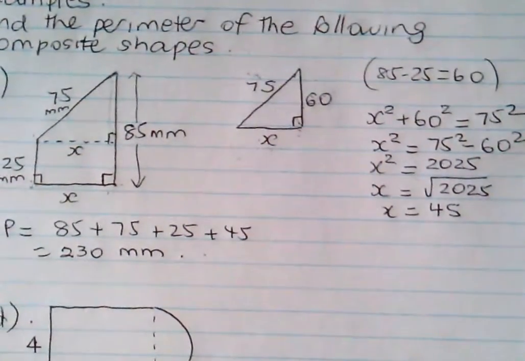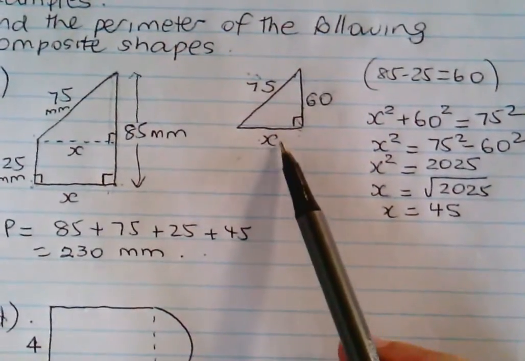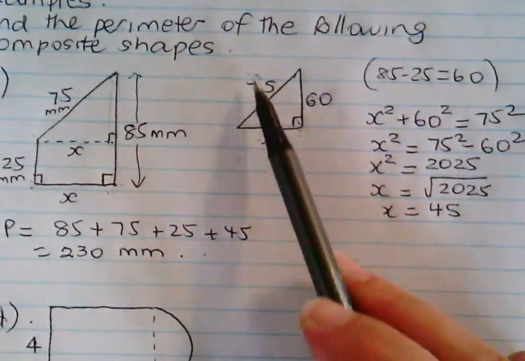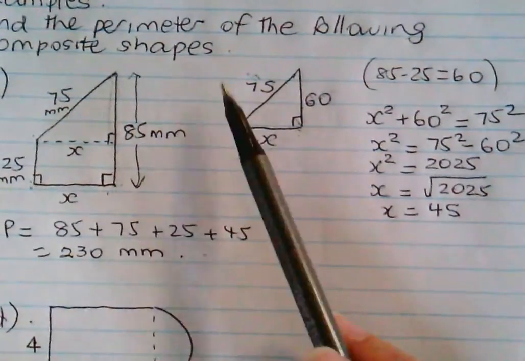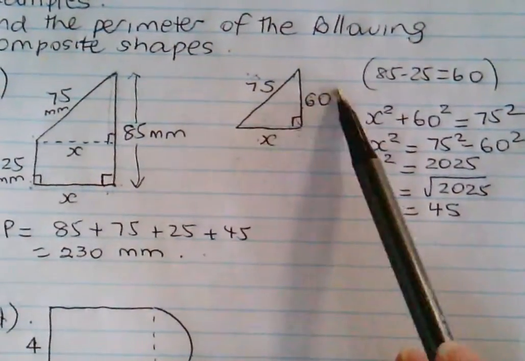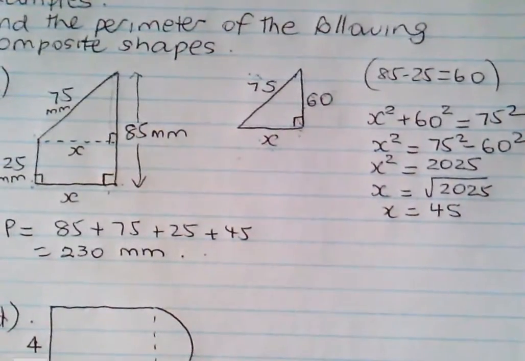Work it out. Or if you know you're working out a shorter side, it's always the other longer side squared minus the other shorter side squared. Or if you're working out the longer side, you would add the two shorter sides squared.